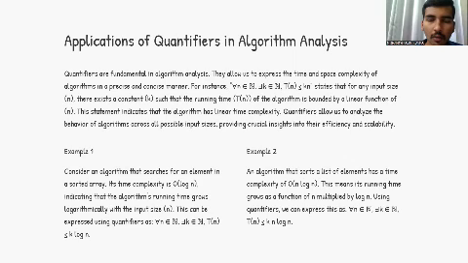For instance, for all n belongs to N, there exists k belongs to N, T of n is less than or equal to k times n, states that for any input size n there exists a constant k such that the runtime T of n of the algorithm is bounded by a linear function of n. This statement indicates that the algorithm has a linear time complexity.